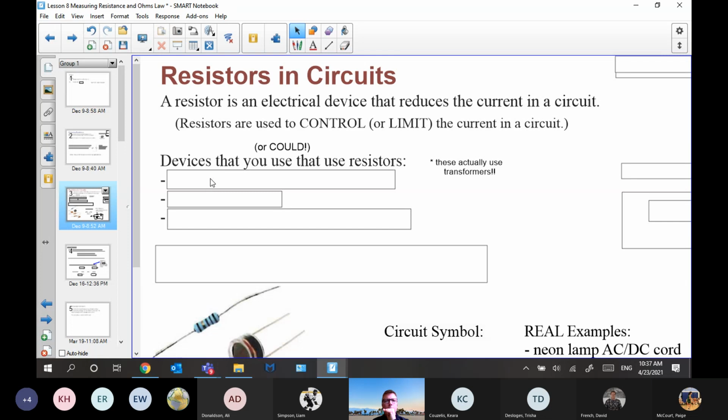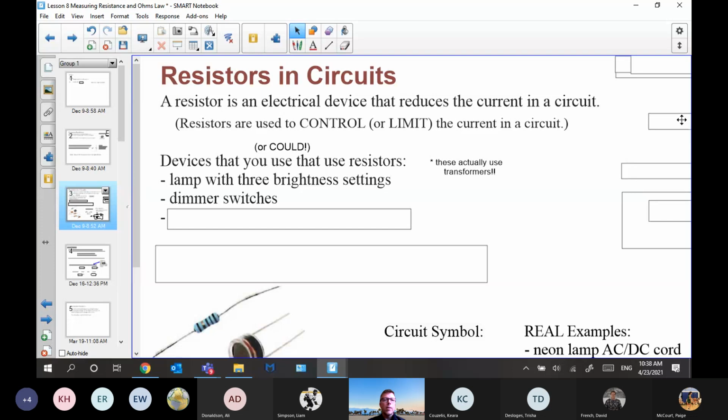Textbooks and sometimes other things lie to you about things that could use resistors but don't actually, because you don't want to produce heat. Like lamps with 3 brightness settings in your living room, where you click, click, click, and you go to different brightness settings. You could accomplish that with a resistor, but the lamp housing would get really hot if you did that. So they actually use transformers, which we'll be talking about in this course later. They transform the voltage down without much loss of energy at all, and get lower brightness because of that. But we will look at transformers later.